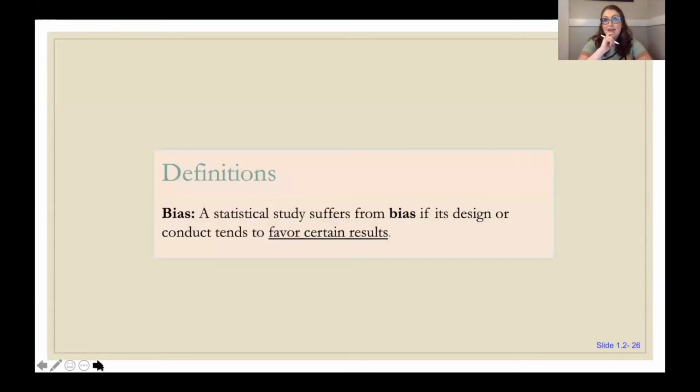One thing we need to be aware of is bias, right? A statistical study suffers from bias if its design or conduct tends to favor certain results. So if I wanted to study how many people like ice cream and I was standing outside of an ice cream parlor, this is a very trivial example, but that would introduce bias. If I wanted to take a political poll of two candidates, but I was standing outside of one of the candidates' offices, that would introduce bias.